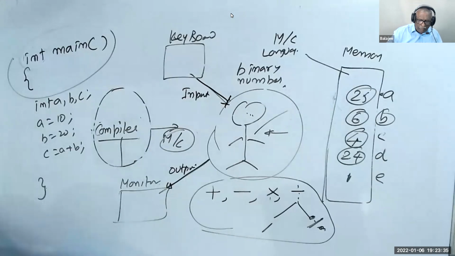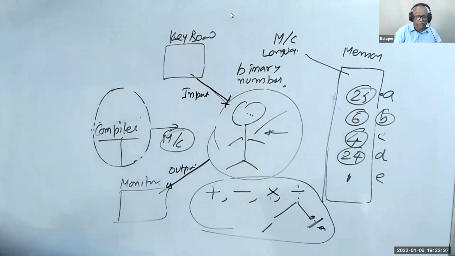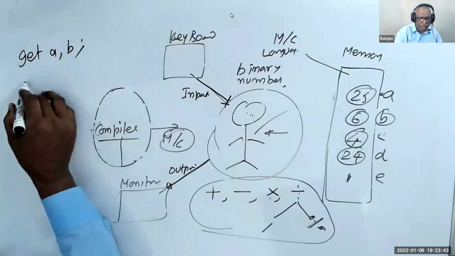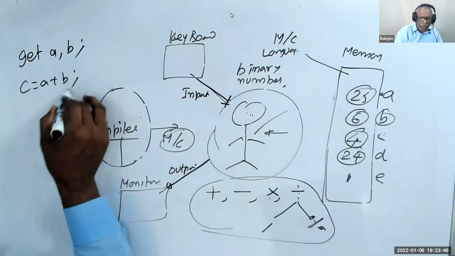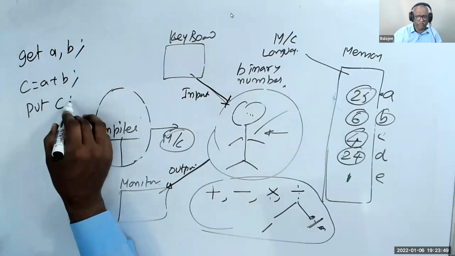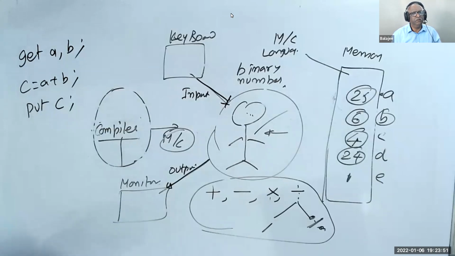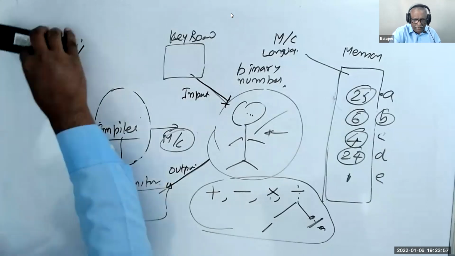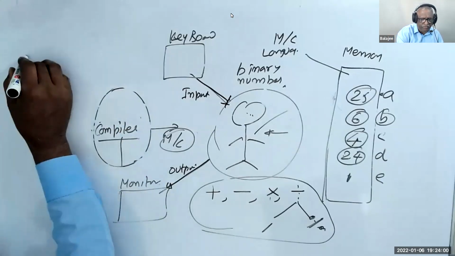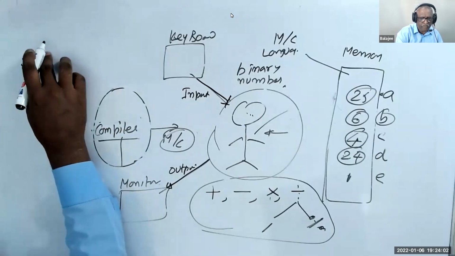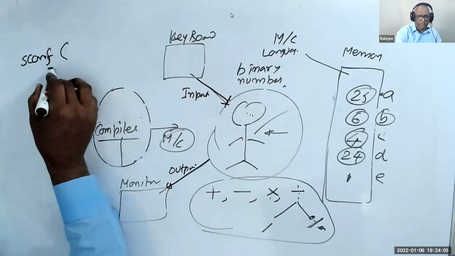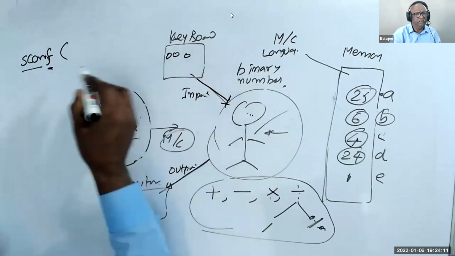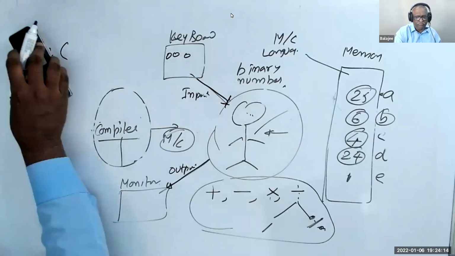So I can write a program like this. I can write a program: get A, B, C is equal to A plus B, put C. Am I right? The same thing our man has written. Who? Richie. In a slightly different way. Instead of get, he has written scanf. F means function. Scan means scan the keyboard. You have so many buttons, scan them. That's why they gave it the name scanf.